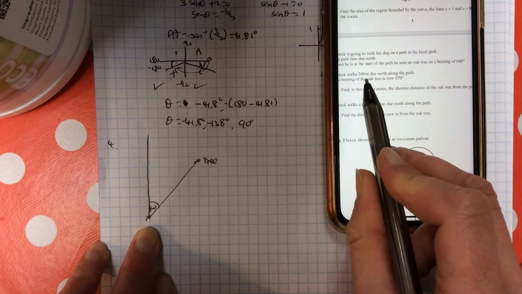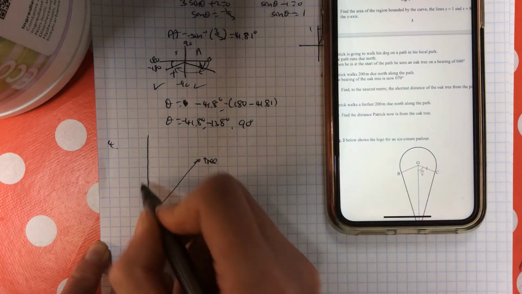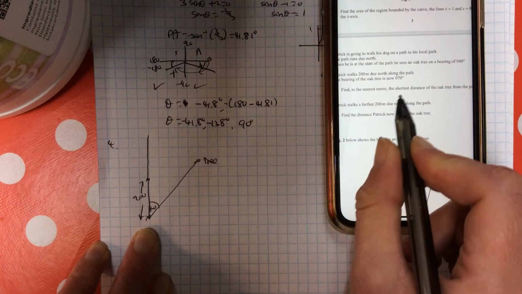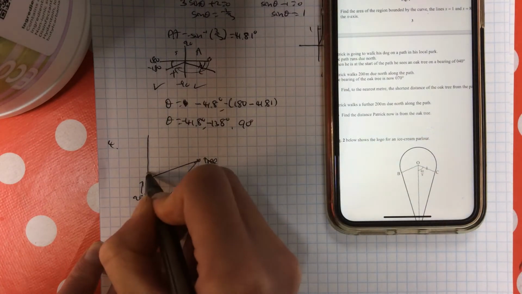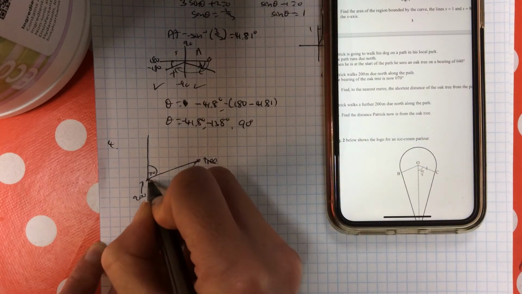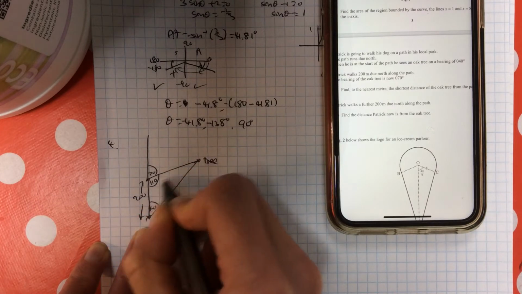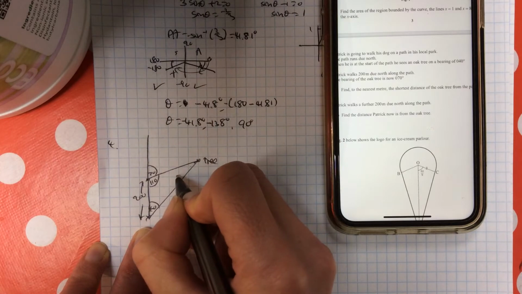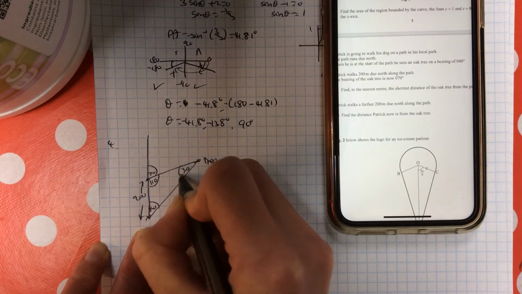He walks 200 meters due north along the path. So let's put him here. This is 200. And the oak tree is now 70 degrees away. So this is 70. First of all, I can fill in here 110. I can get this top angle: 110 add 40 is 150. So this one's going to be 30 degrees up here.